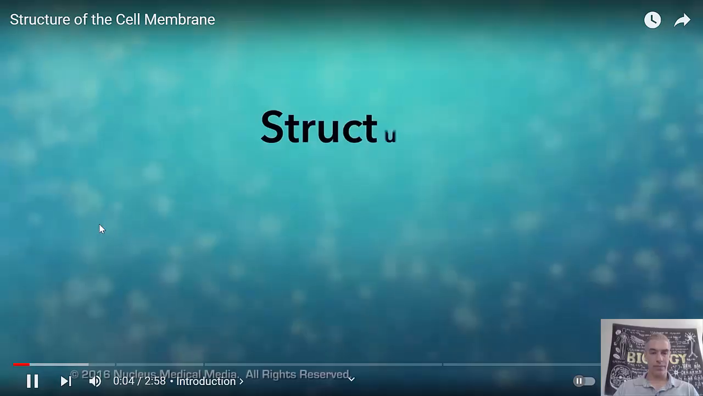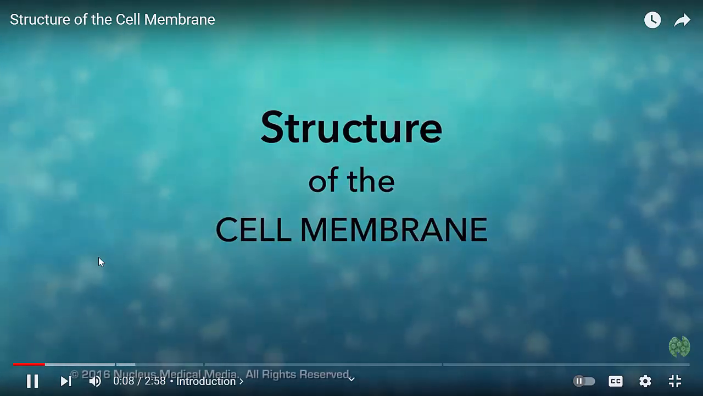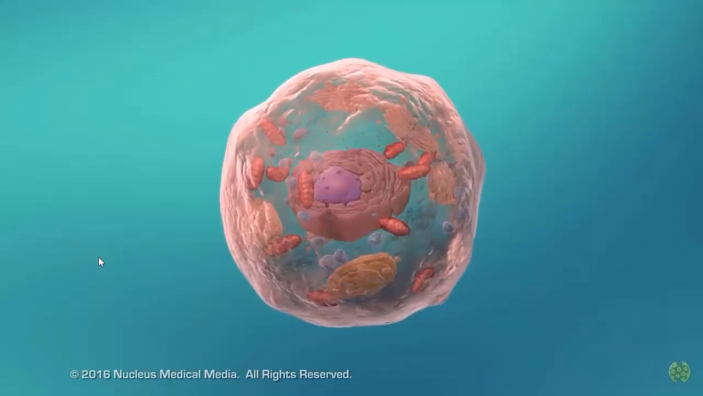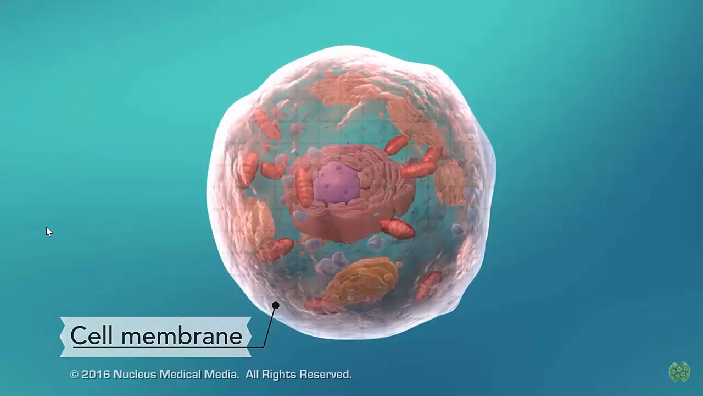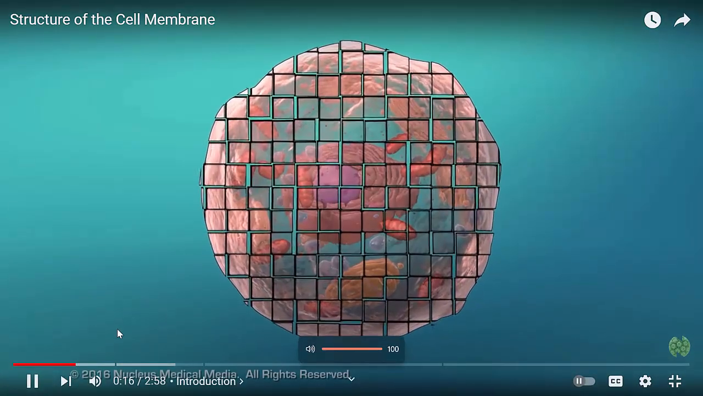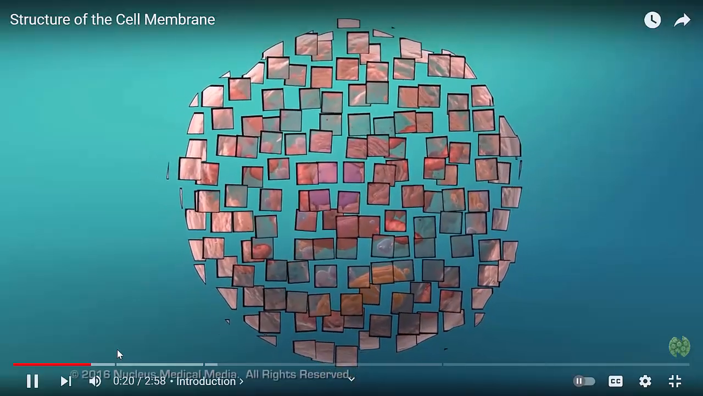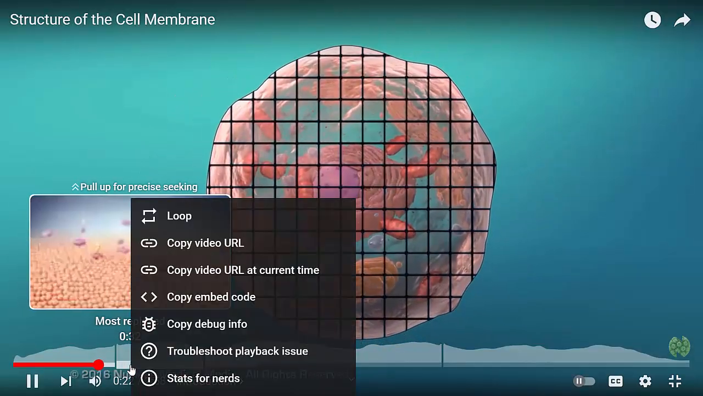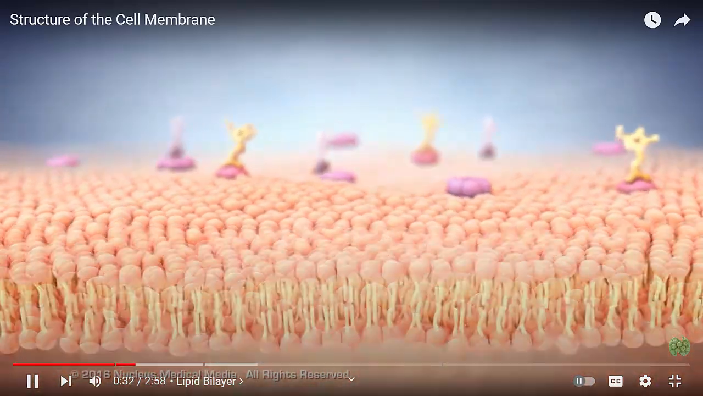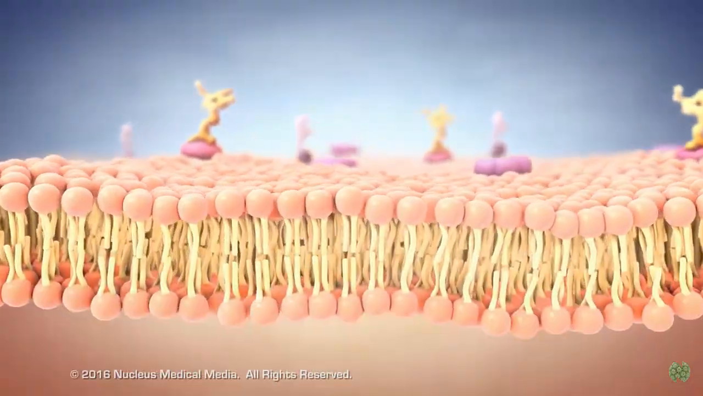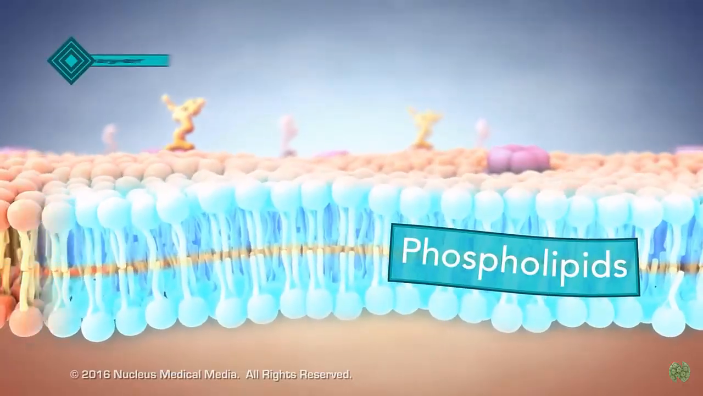In this video, we will be discussing the structure of the cell membrane. When scientists looked at the selectively permeable cell membrane, they described its structure as a fluid mosaic. You might know that a mosaic is a picture made up of little tiles. The cell membrane is made up of different parts as well. The cell membrane has two layers of phospholipids, referred to as a lipid bilayer.